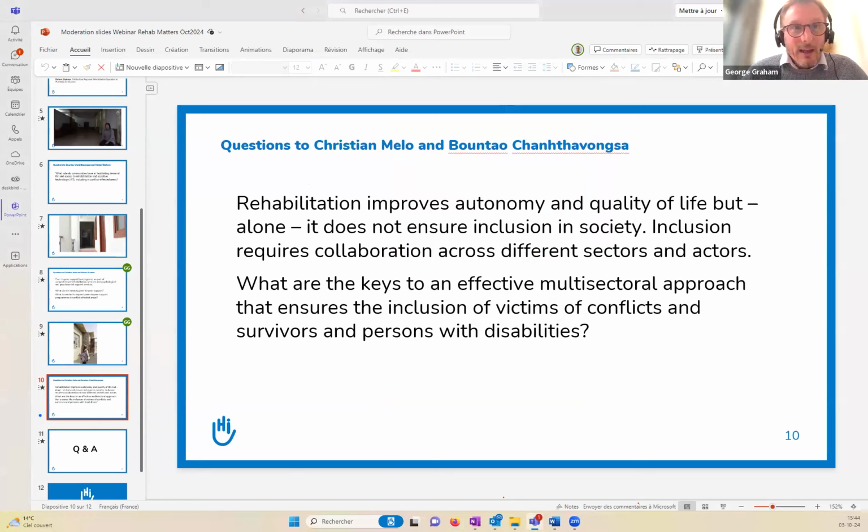I am going to bring in Christian and/or Valentina, and also Buntao again, to answer this final set of questions. Maybe we'll start with you, Buntao. So rehabilitation improves autonomy, it improves the quality of life, but alone it doesn't ensure inclusion, right? So you can maybe learn to move, you can maybe improve some aspects of the quality of your life, but it doesn't necessarily mean that you will be fully included if you live in a society where inclusion isn't automatic. Inclusion requires collaboration across different sectors, different actors. So could you tell us, what do you think are the keys to an effective multi-sector approach that ensures the inclusion of victims of conflicts, survivors, people with disabilities?